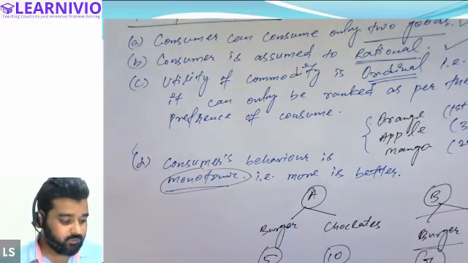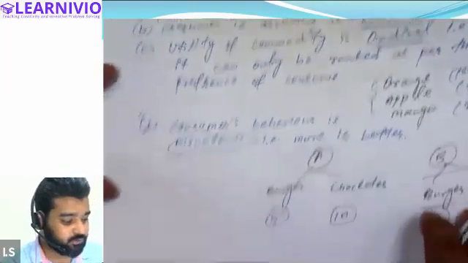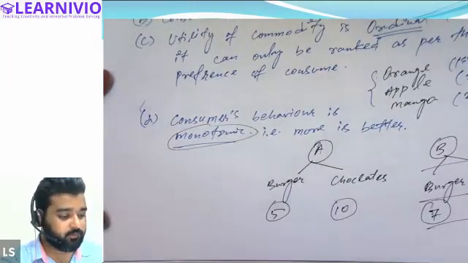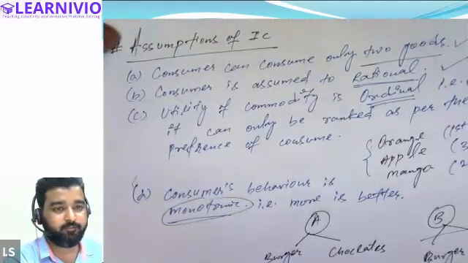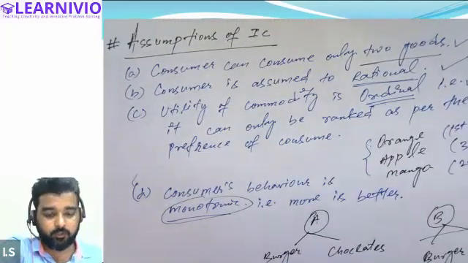All right. So these are the 4 assumptions of the indifference curve. Is it clear, everybody? So there are 4 assumptions of indifference curve. Do you guys have any doubt? Samiksha, Peer, anyone?